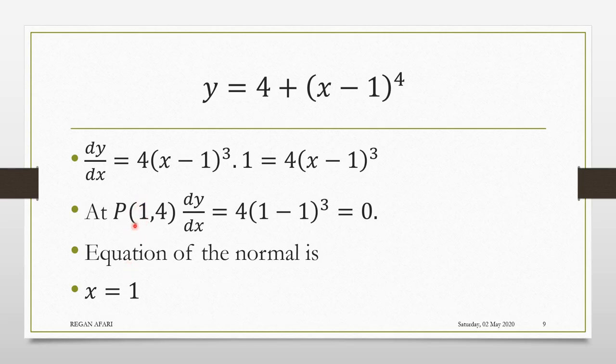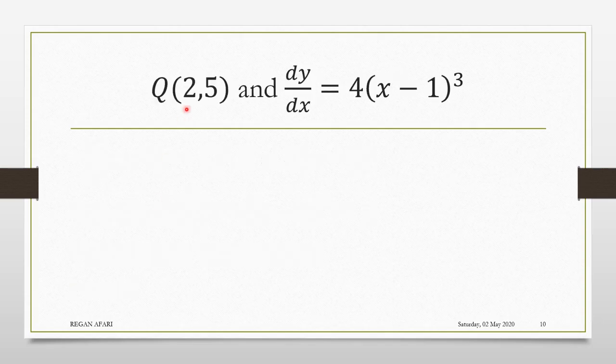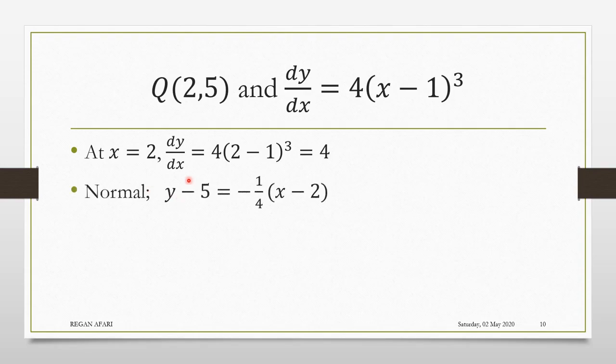Then let's go and take the second point, that is Q, and see what we can do with that one too. Right, so we have already differentiated it, so we will not differentiate again. And now this is Q. So let's look for the gradient at the point x equals 2. So at x equals 2, the gradient is 4. Okay, so now let's form the equation of the normal. But before that, let's put x equals 2 into the curve to look for the y value. Okay, so when we put 2 into the curve, the y value is 5.